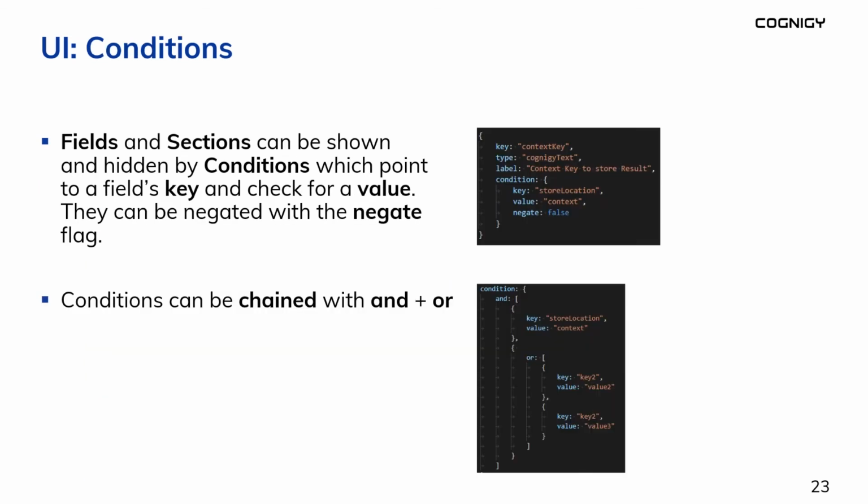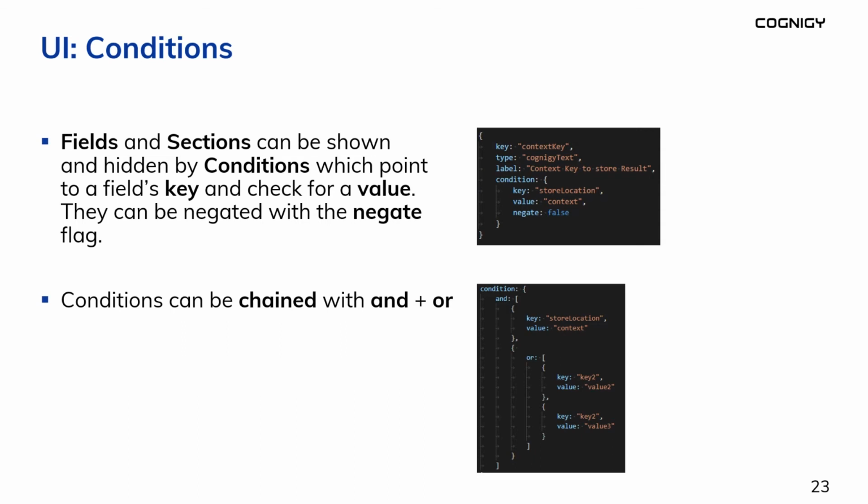So what are these conditions that we are talking about? Sometimes it might make sense to only show a field if a certain other field, like a dropdown or a toggle, has a certain value. So imagine you have a dropdown like the one we just saw. Where do you want to store your information? You can have input and context as options in your dropdown. And if you choose input, you want to show the input key field. If you select context in the dropdown, you want to show the context input field.